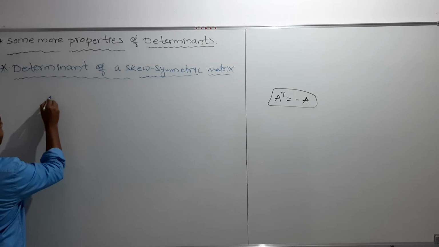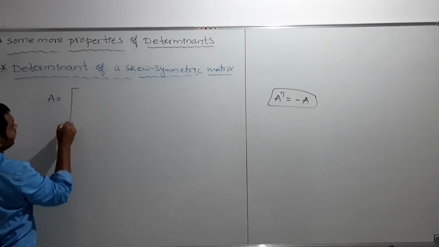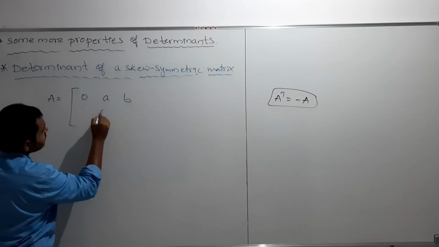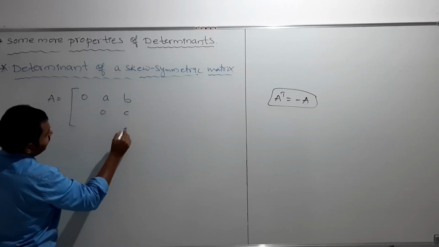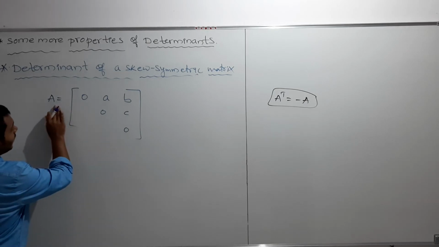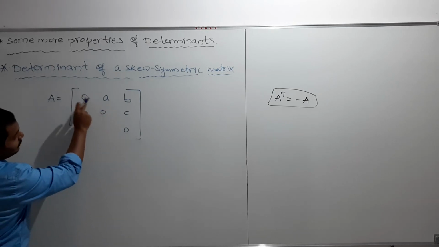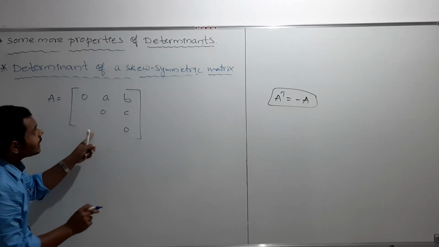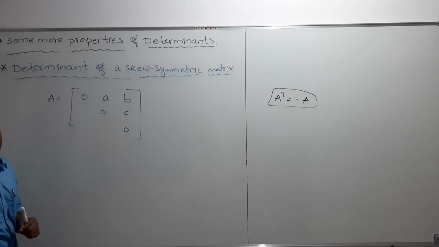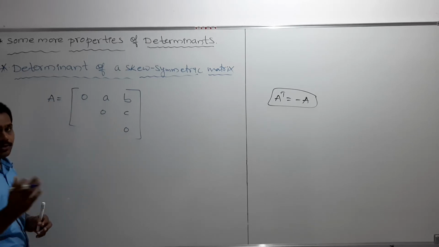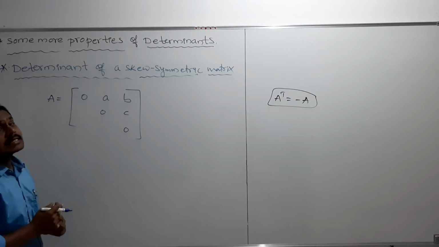So let us take A equals, here it is 0, a, b, and here it is 0, and here it is c, and here it is 0. My dear students, please remember, in a matrix, if all the diagonal elements are 0, then such a matrix we can call the skew symmetric matrix. Generally, if all the diagonal elements are 0, you can consider that matrix as the skew symmetric matrix.